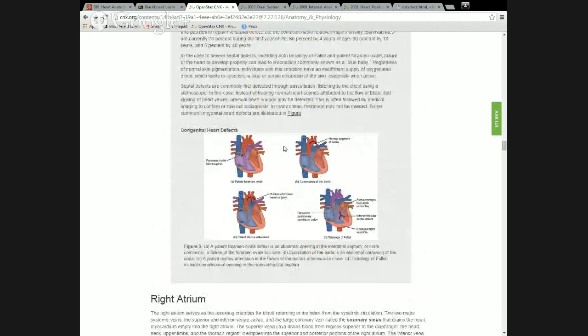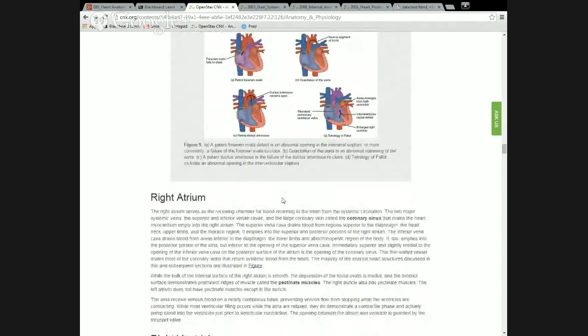This little box here just shows a few defects in this overall heart anatomy where things don't quite work the way they're supposed to.